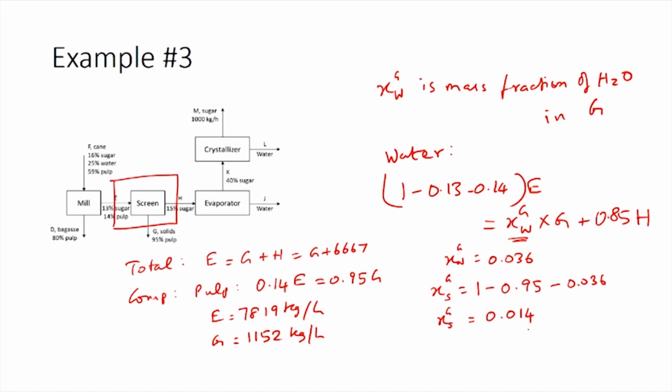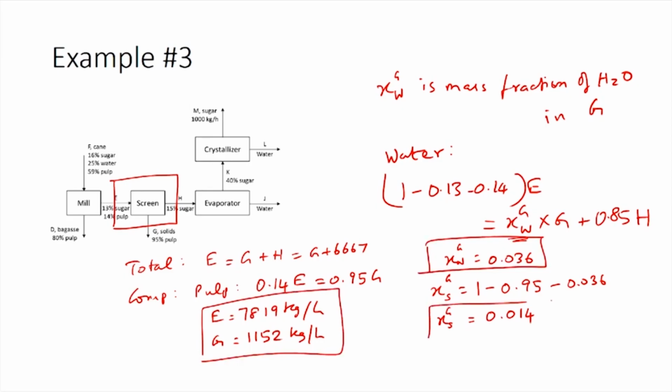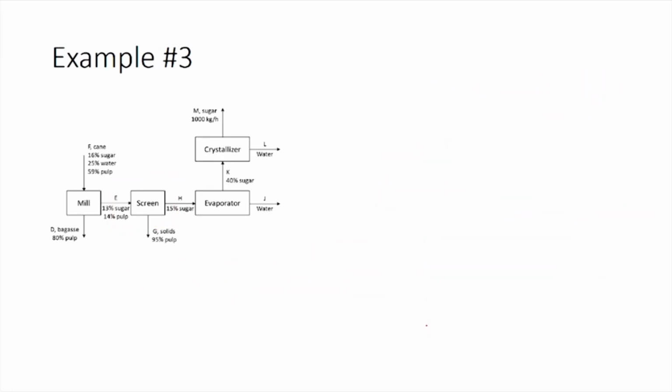So, this gives you all the information about these two streams. You have calculated the flow rates and also the composition of these streams. Now, we need to perform similar calculations to identify the flow rate and the composition of the bagasse stream, which is the stream D. How do we go about that?